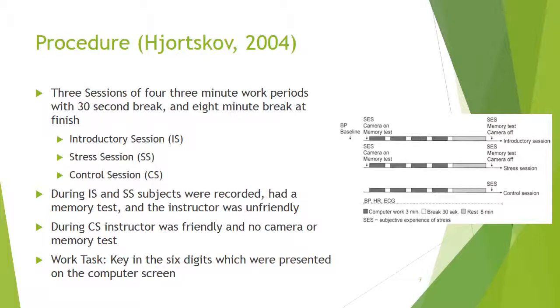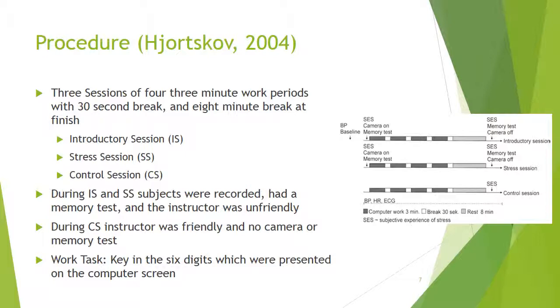stress. During the introductory and stress sessions, the experimenter was unfriendly to their colleagues and neutral or strict towards the subject. Also during the first 2 sessions, there was a memory test in which the subjects were shown a list of words at the beginning of the experiment and told to remember as many as possible and name them off at the end of the experiment. These 2 sessions were also recorded. During the control session, the instructor was friendly and encouraging, there was no memory test, and the session was not recorded.